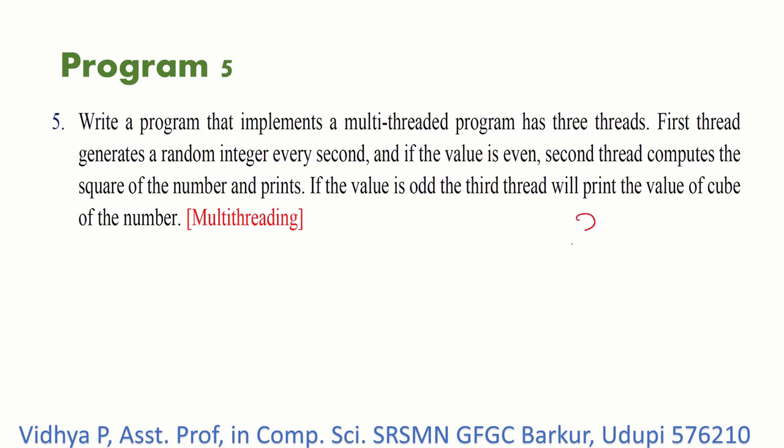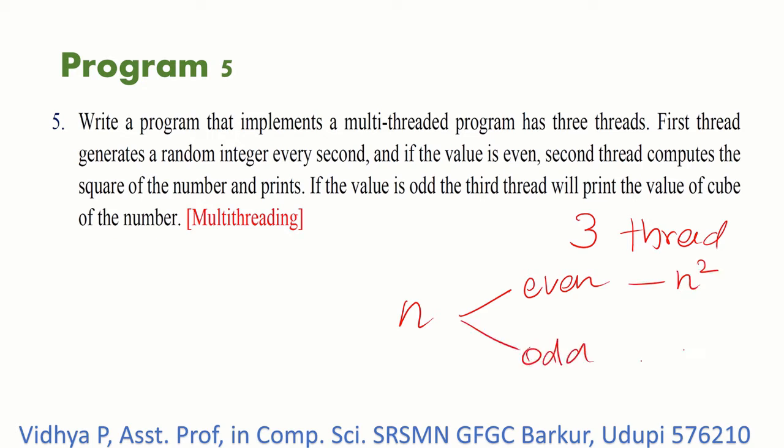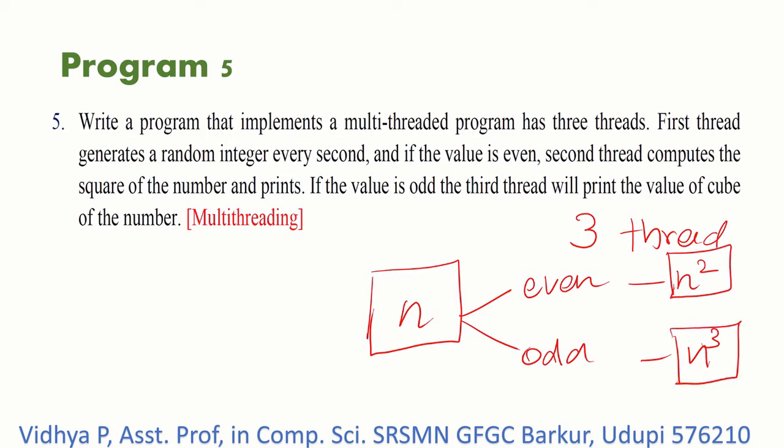So we are going to create 3 threads. The first thread is going to generate a number, and we check the number. If it is even, it is going to print the square of the number. If it is odd, it is going to print the cube of the number. So we are going to create 3 threads. The first thread is to generate the number n, the second thread to print the square of the number, and the third one to print the cube of the number.